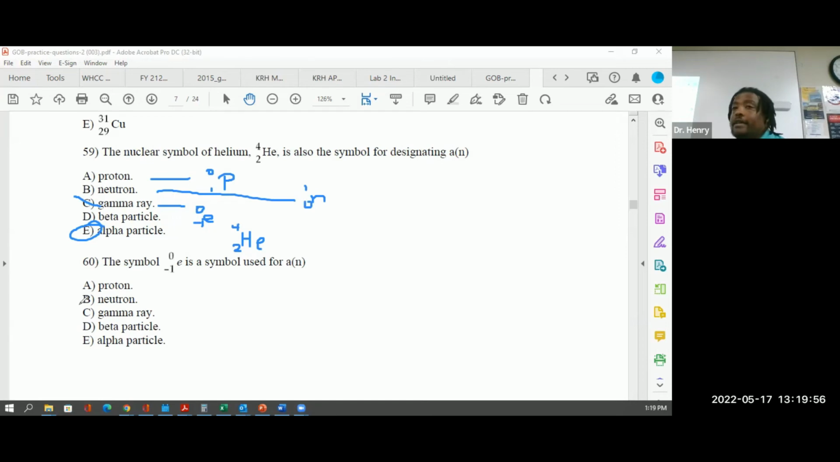It's for any element. Anytime they say alpha particle, an alpha particle is just that helium isotope. It's also considered a positively charged particle, even though it has neutral components, right? So a beta is always going to be the electron, and that's going to have a negative charge down here. Okay, so the symbol for 0, E, minus 1 is what?